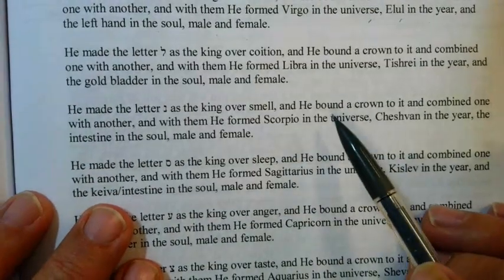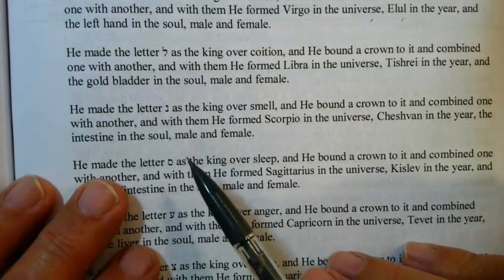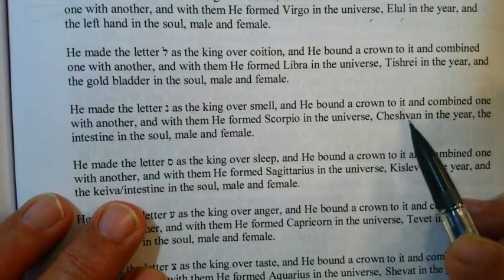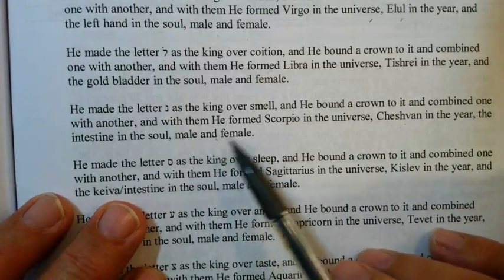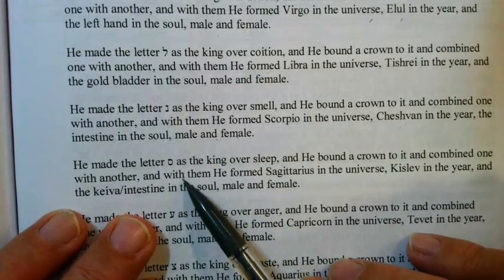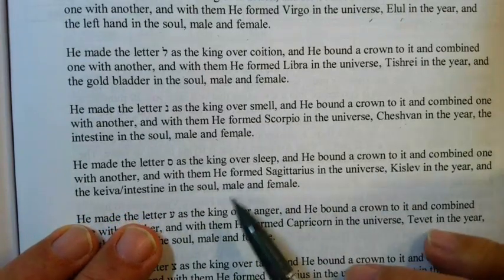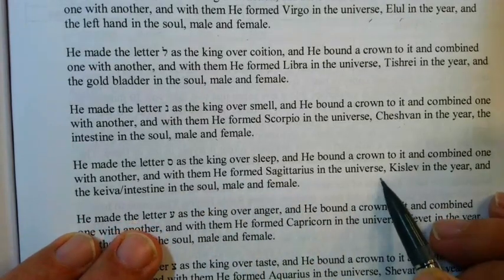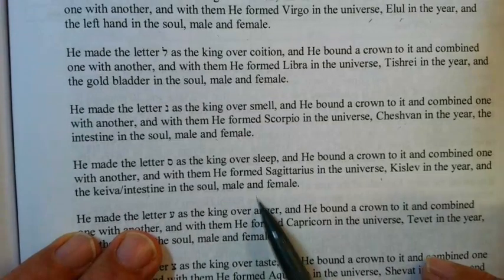He made the letter Nun as the king over smell, and he bound a crown to it, and combined one with another, and with them he formed Scorpio in the universe, Cheshvan, which is Halloween time in the year, the intestine in the soul, male and female. He made the letter Samach as the king over sleep, and he bound a crown to it, and he combined one with another, and with them he formed Sagittarius in the universe, Kislev in the year, and the Keva, which is the intestine in the soul, male and female.